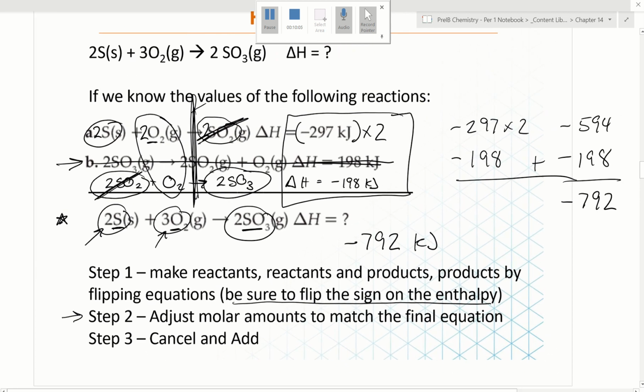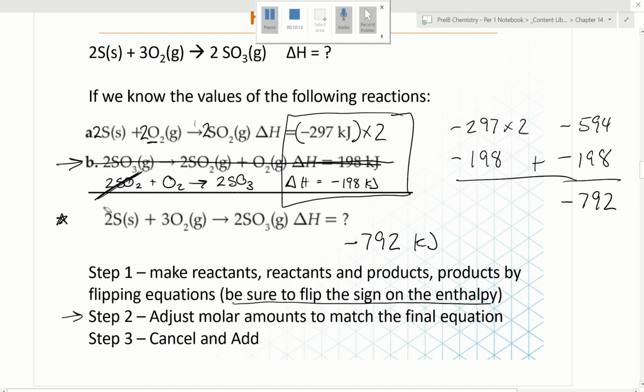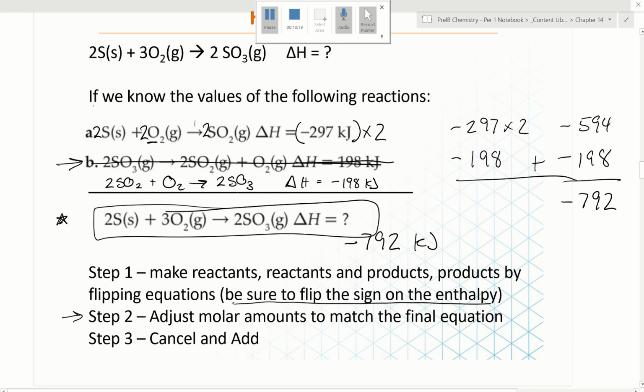There's a lot of stuff on here. Basically what I did is I took my final equation, the one I was looking for. This is the equation I'm looking for, and I made the top two equations match it. So I had to flip the bottom equation, which caused me to flip the sign here, and then I had to multiply the top equation by 2, which is why I multiplied by 2 here. Once everything cancels and it's the way we want it, then basically we're just adding the enthalpies together. So we had to multiply the top one by 2, and then we add the negative 198, which gives us our answer.